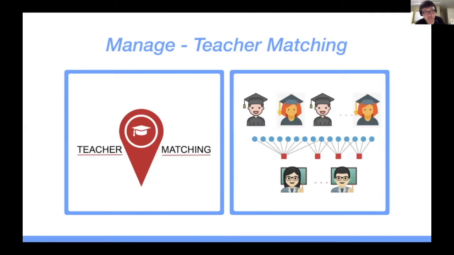Okay, so the next is how do we use AI to find the most suitable teachers for each student? That is, if we think about the one-on-one class, this is more like a matching problem in the bipartite graph. On one side are all the students, on the other side are all the teachers. How do we do the matchings?